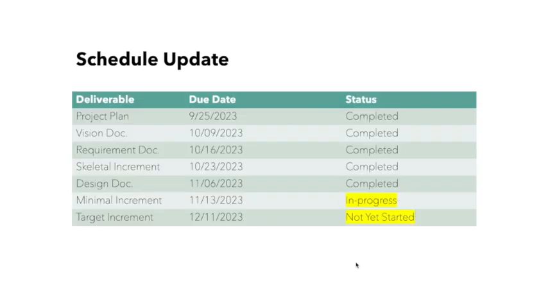This chart gives our project schedule. You can see that we're right on track to finish the minimal increment by the deadline. As a team, we feel that we've set ourselves up really well to complete the target application by the 11th of December.